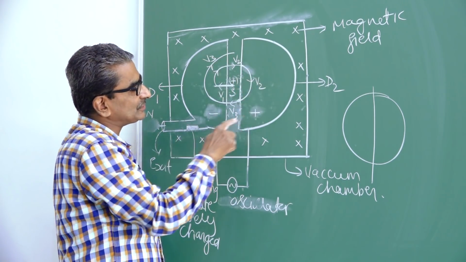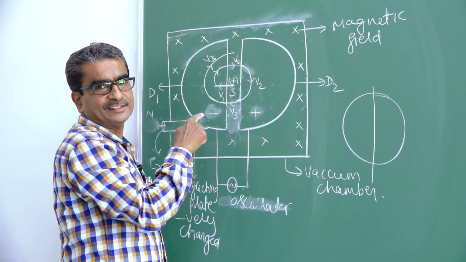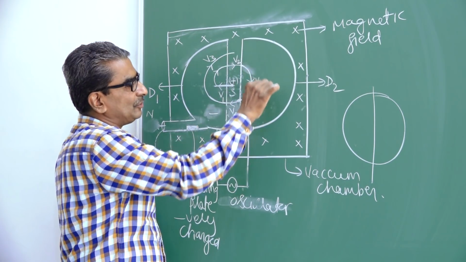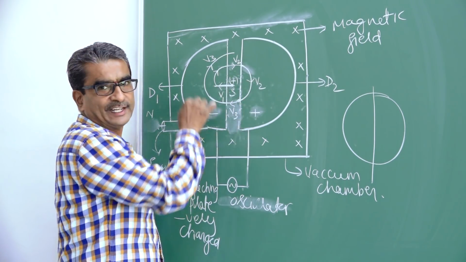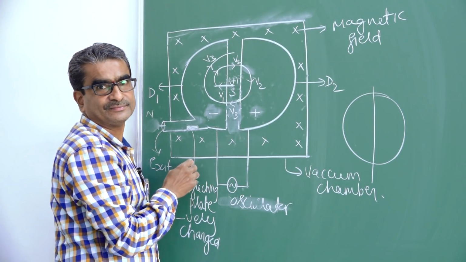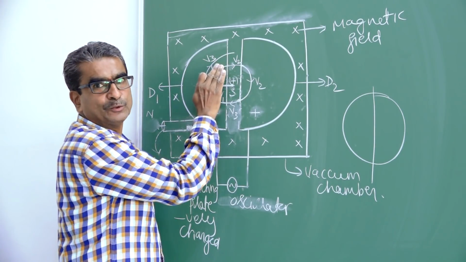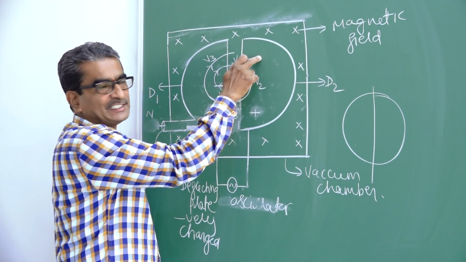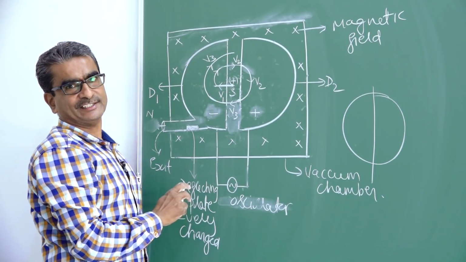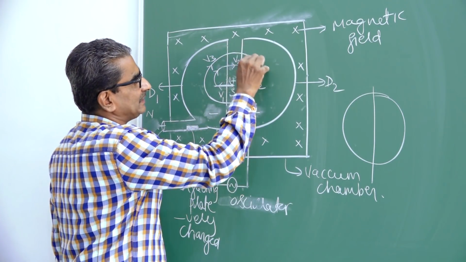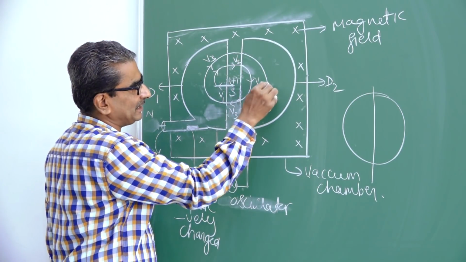So this process is repeated. As a result of this, the charged particle goes on describing circular paths of larger radii. And every time it moves from one D to another D, its velocity increases, thereby it gets accelerated. So, it describes a semicircular path like this.